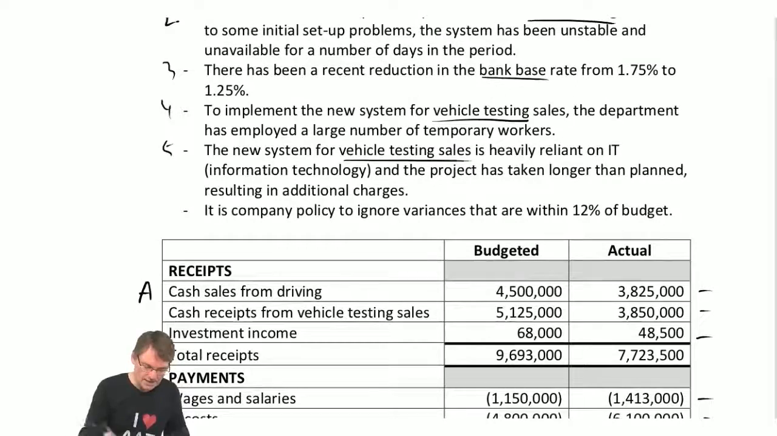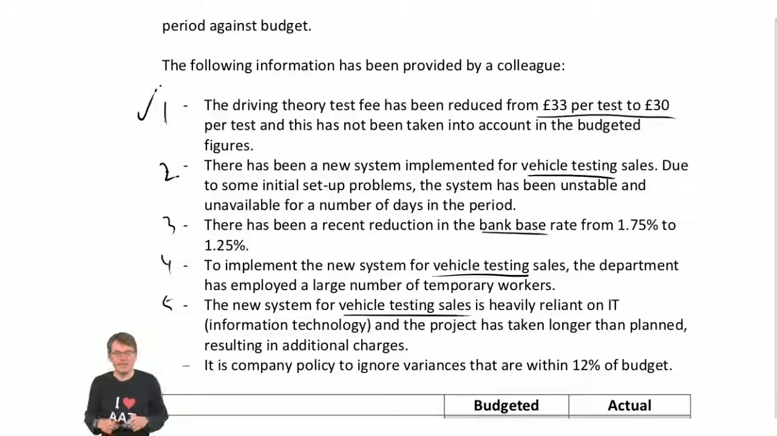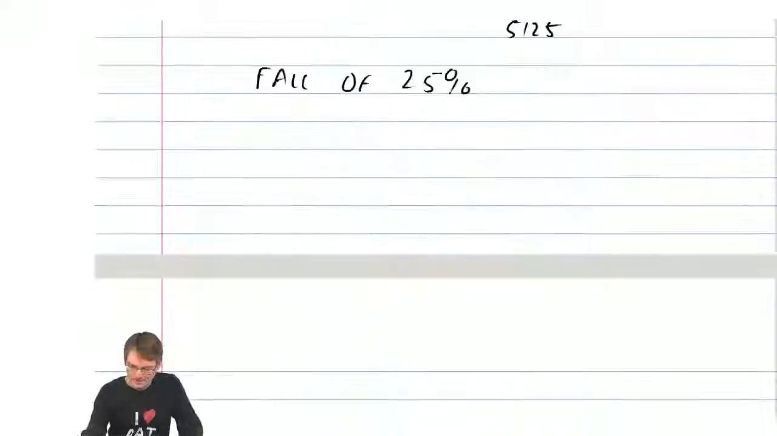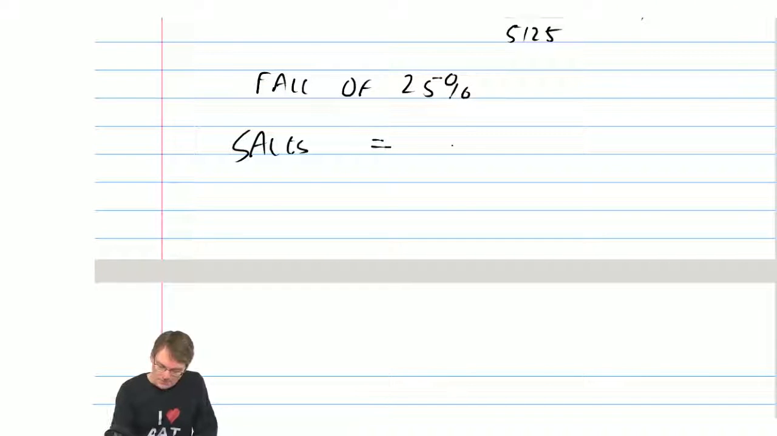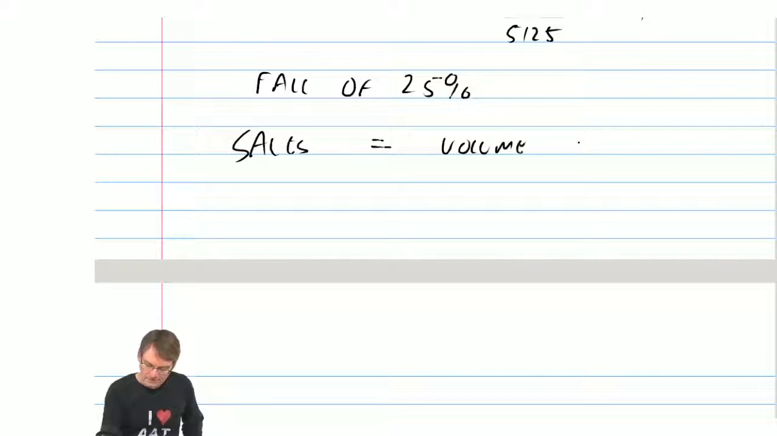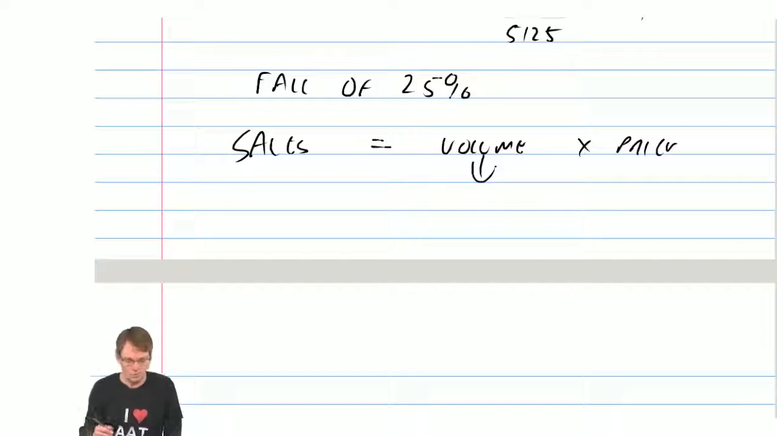Are we told anything here? Well, we are told there's been a new system and the system has been unavailable. So in other words, sales equals volume times price. We're told the volume has gone down. Now, we don't know how much. We simply know that we couldn't do any vehicle testing because the new computer system wasn't working.